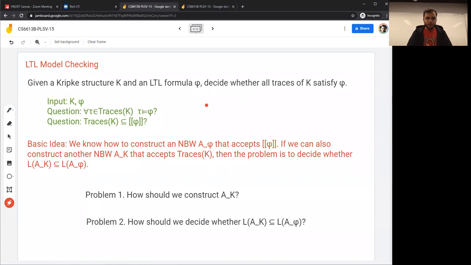The way we really think about this is that phi gives us the specification. Phi tells us what condition should hold in order for the program to be considered correct. And the Kripke structure K gives us all the possible runs of the program and all the possible traces. So the program is correct if all the traces satisfy our formula phi. And the problem of LTL model checking is basically to figure out whether this program is correct, whether all the traces satisfy phi.